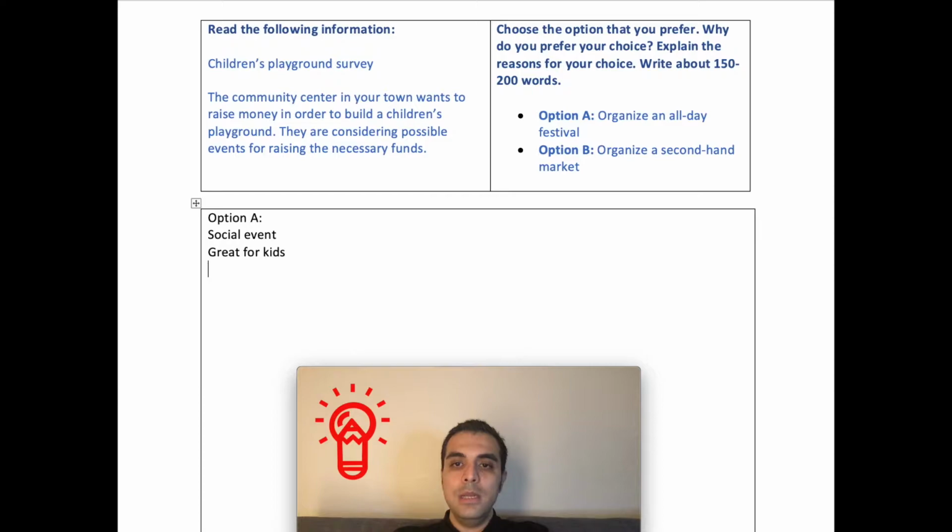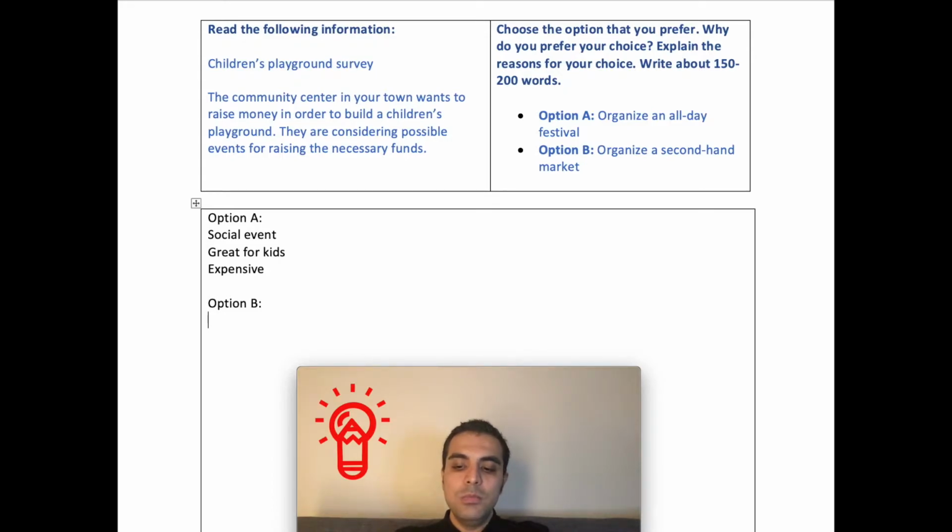And we can also think that, in a way, it could be expensive, right? Because it's an all-day festival, and the town would have to spend a lot and organize a lot to make it attractive for the residents. How about option B? Let's take a look at option B. Let's see what we have to say about that option. And option B is organize a second-hand market.